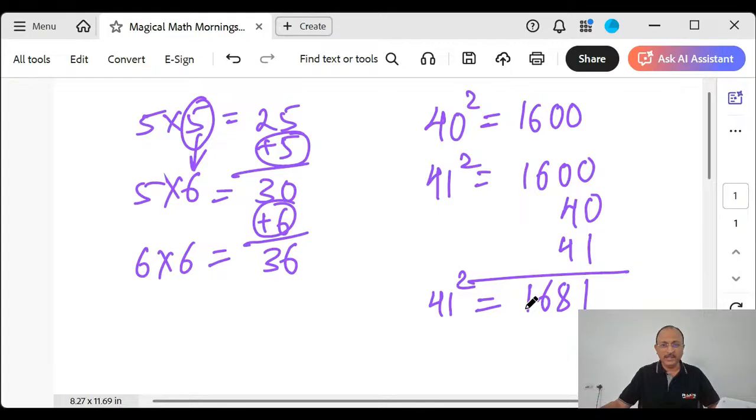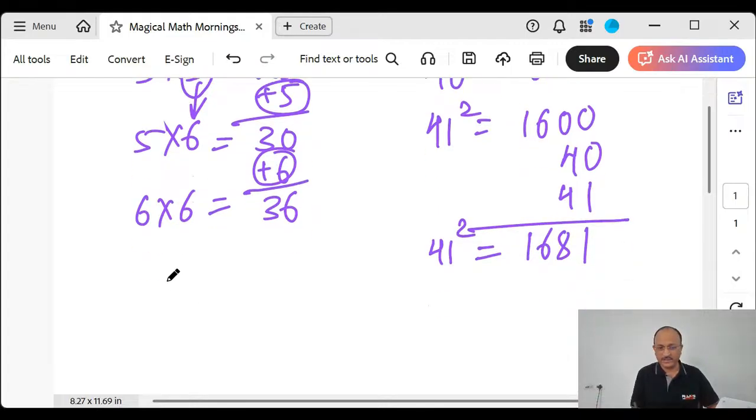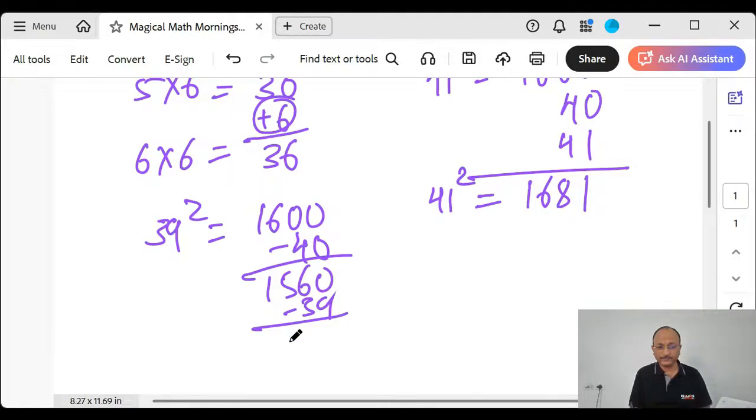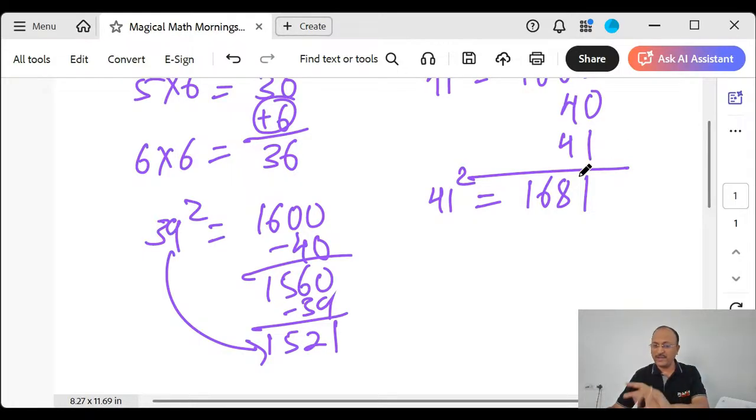And the same thing, if you want to find 39 square, what will we do? I will start from 1600. I will subtract 40, because for the successor we are adding. You will get 1560. From this you subtract 39. What do you get? 1521 is 39 square. When you want to find the square of the successor, you add that number and its successor. When you want to find the square of the predecessor, you subtract that number and subtract that predecessor.